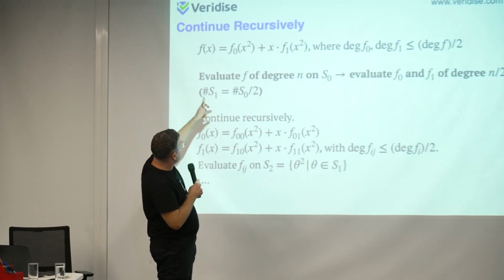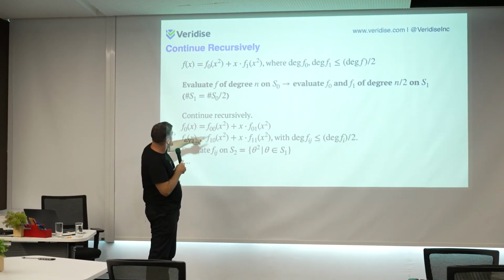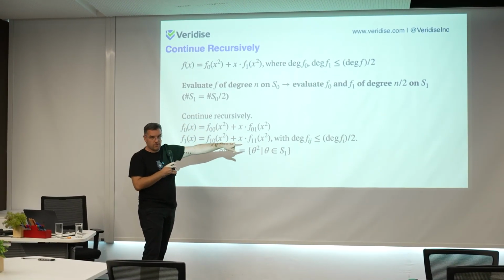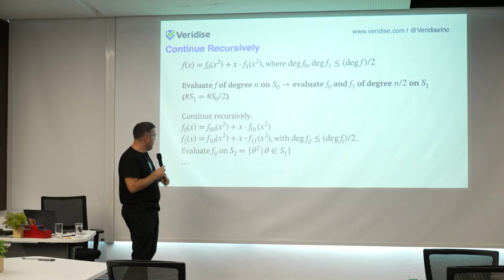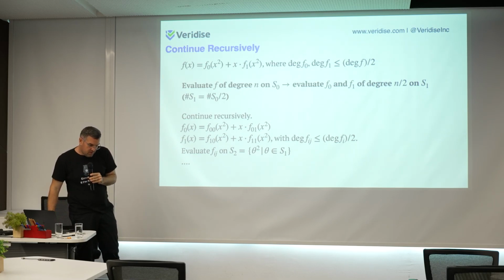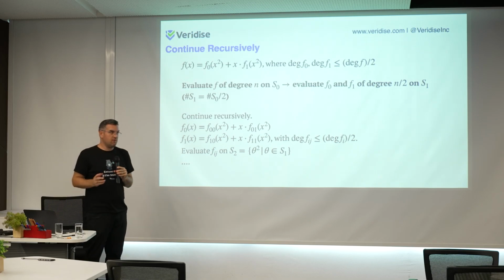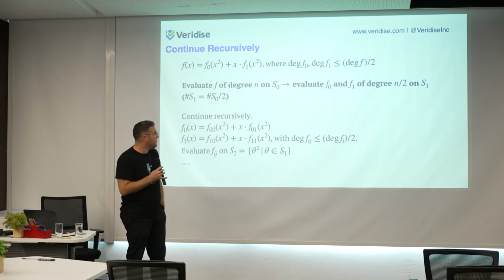Once you have f0 and f1 that you need to evaluate on the set S1, you can write each of them again in terms of odd and even parts, and just continue recursively. And if you do that, you get basically the fast Fourier transform. It sounds scary maybe if you have not heard of it, but the main idea is very beautiful and very simple. It was already used by Gauss in the beginning of the 19th century.